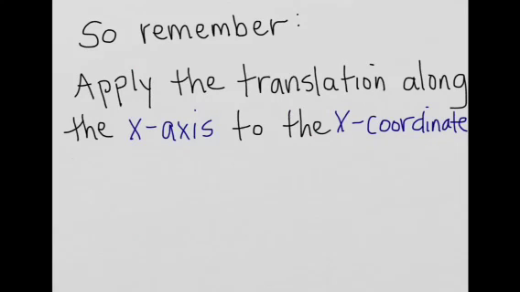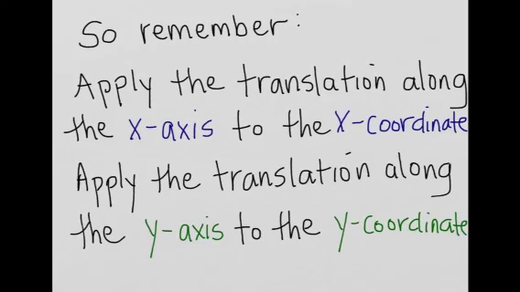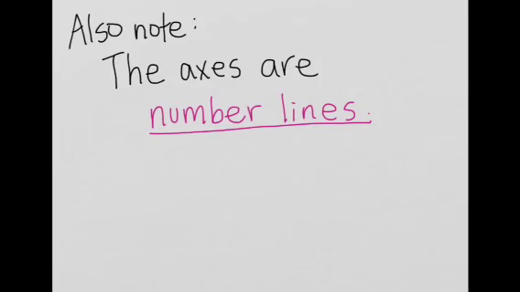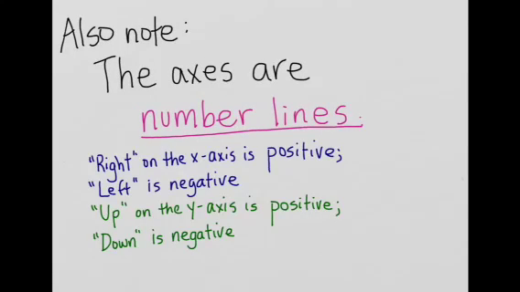So remember, apply the translation along the x-axis to the x-coordinate and apply the translation along the y-axis to the y-coordinate. Also note that the axes are number lines. So right on the x-axis is positive, left is negative, and up on the y-axis is positive, down is negative.